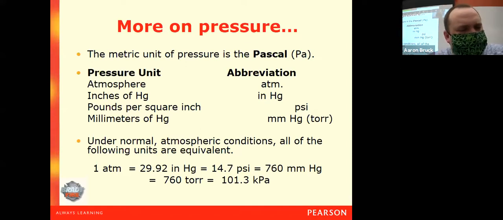Here in the United States, we tend to focus on inches of mercury. That's what our barometer readings tend to be. If you watch the weather forecasts, either on the news or you go to your favorite weather app, you'll find that that's how they give you barometric pressures: 29.92 inches of mercury, 30.07 inches of mercury, 28.9 inches of mercury, whatever the case may be.